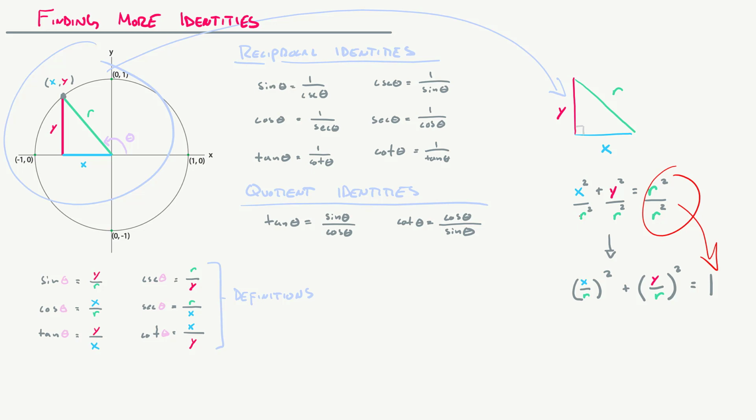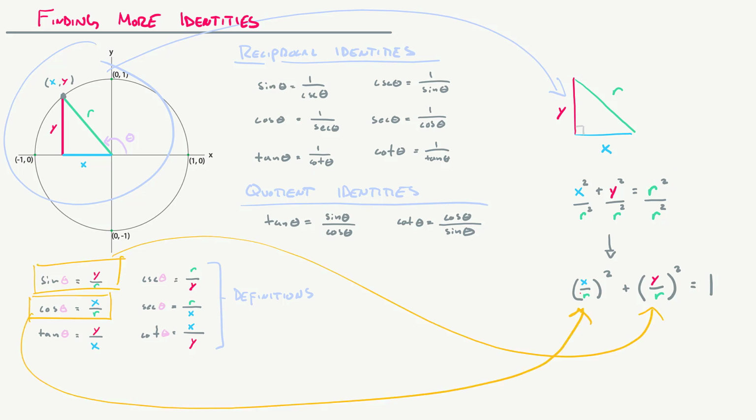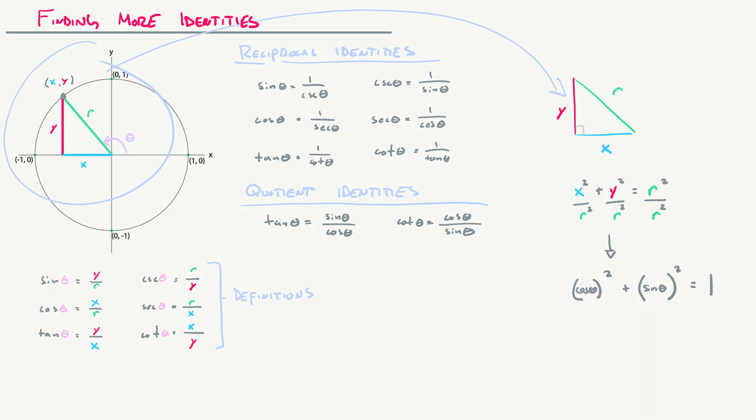x squared divided by r squared could be rewritten as x divided by r, quantity squared, and we can do that because of an exponent property. We're going to do the same thing with y over r. Now, if you look over here, sine is y over r, cosine is x over r, based on the definitions of this non-unit circle that we have here. So I'm going to replace x over r with cosine, and y over r with sine.